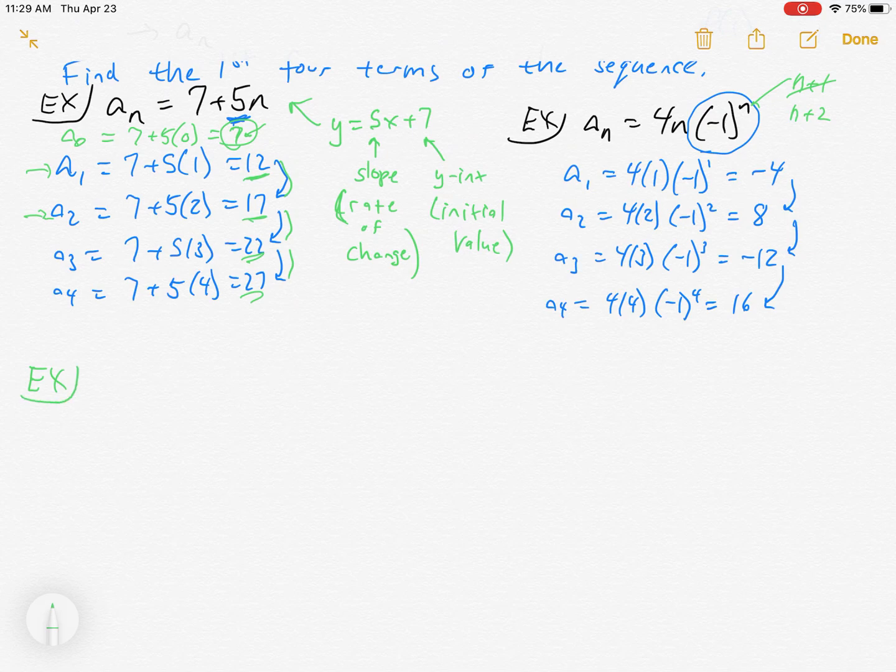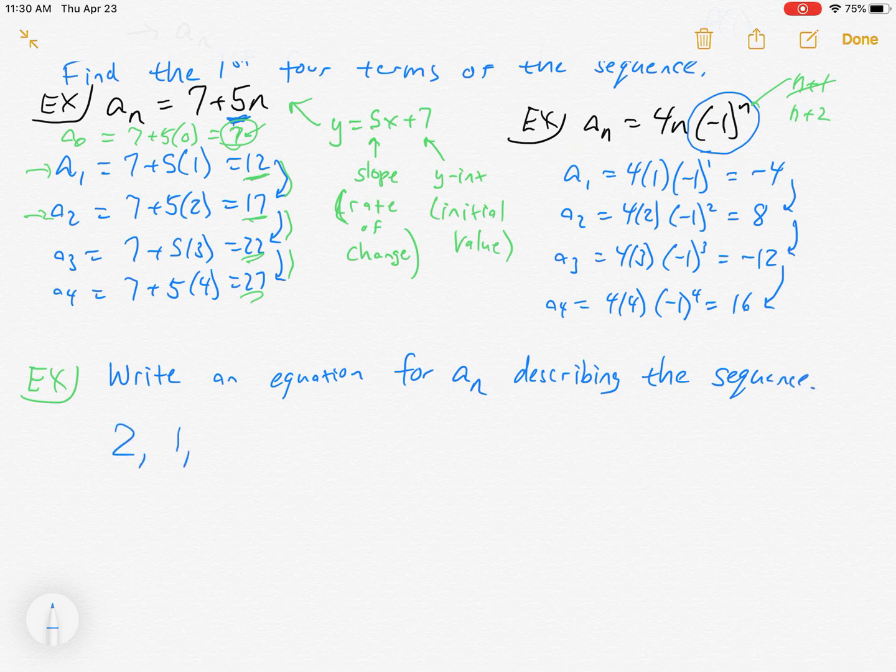Again, this section is just a lot of kind of random things. 9.2 and 9.3 really bring it together. So hang in there as we introduce this. Next up, we're going to get a chance to try to write our own equation for a sub n, that looks like an, describing the sequence that I'm about to show you.